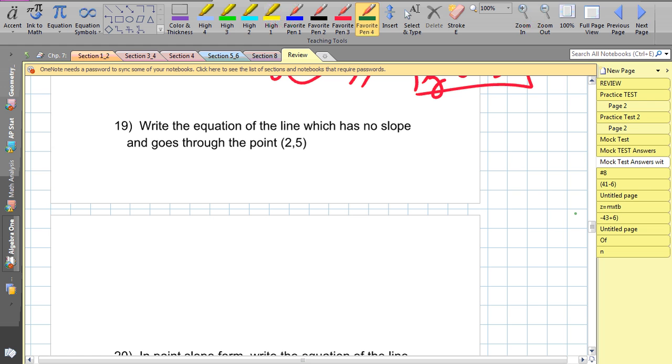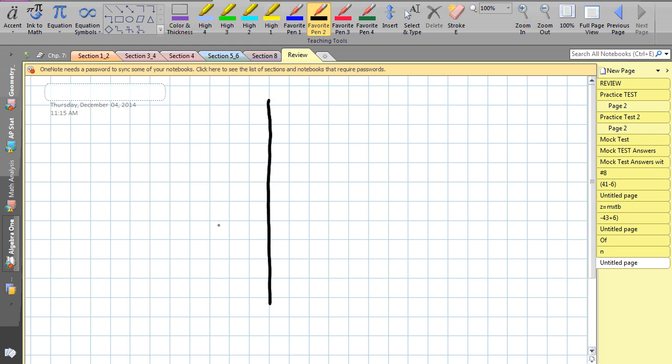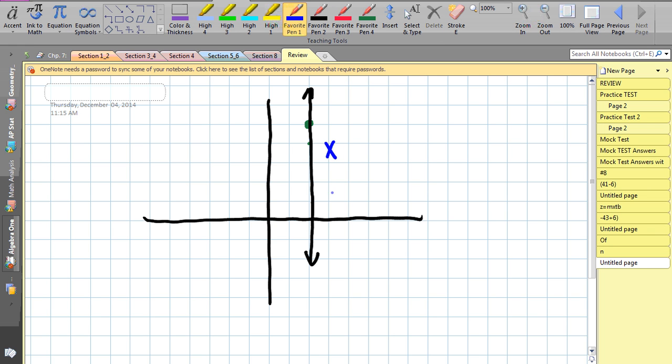19 says what? Write the equation of a line which has no slope. Well, we just mentioned that no slope lines are vertical, and that's going to be x equals some number. But in this case, it has to go through the point (2, 5). So if I graphed where (2, 5) was, where's (2, 5)? It says go over 2, 1, 2, 3, 4, 5, right there, it's (2, 5). Well, the line that has no slope is going to look like that. Therefore, what's the equation of that line? X equals 2 is the equation of the line that has no slope that goes through (2, 5).